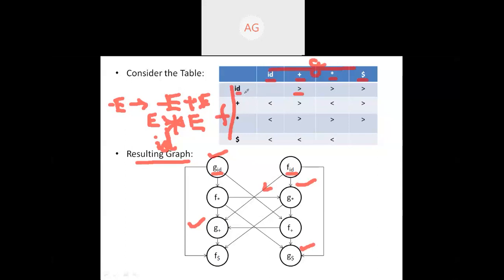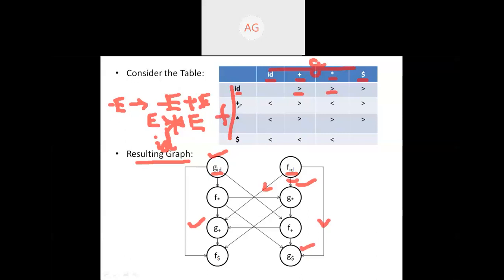Now here we are taking the FID and the G into. So here also, there is a greater than sign from FID to G into. So a directed edge has been drawn from FID to G into. As you can see, this edge has been drawn: FID is greater than G into. In the same way, as FID is greater than G dollar, a directed edge has been drawn. This FID is greater than G dollar. In the same way, we are going to draw all these edges.